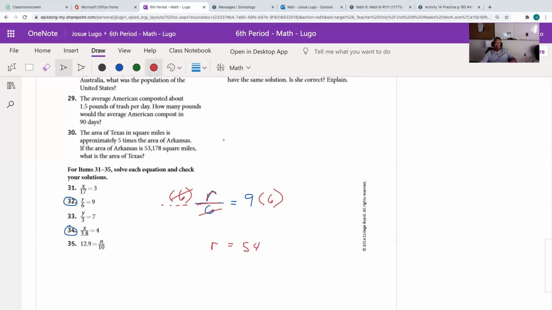Notice how if you check this, it's going to make sense, because if instead of an R, I substitute the 54 in here, is 54 divided by 6 equal to 9? It is. It works out. Ladies and gentlemen, you will do the same thing for number 34.